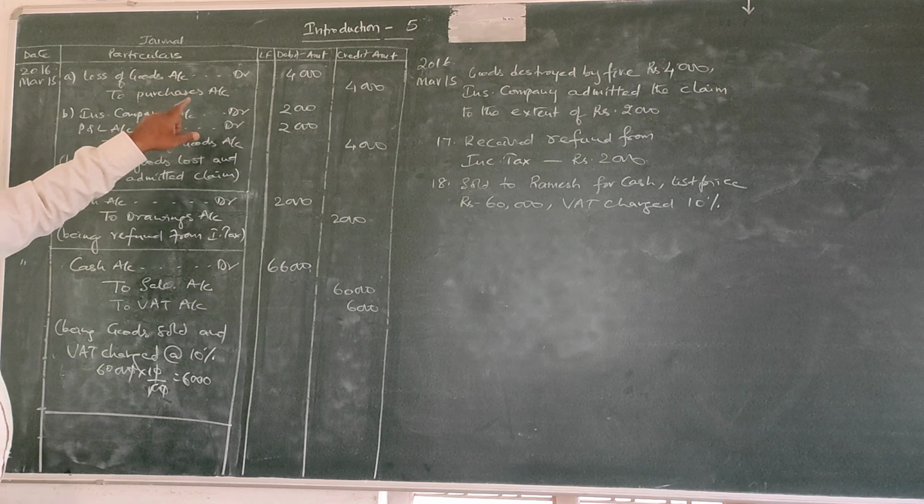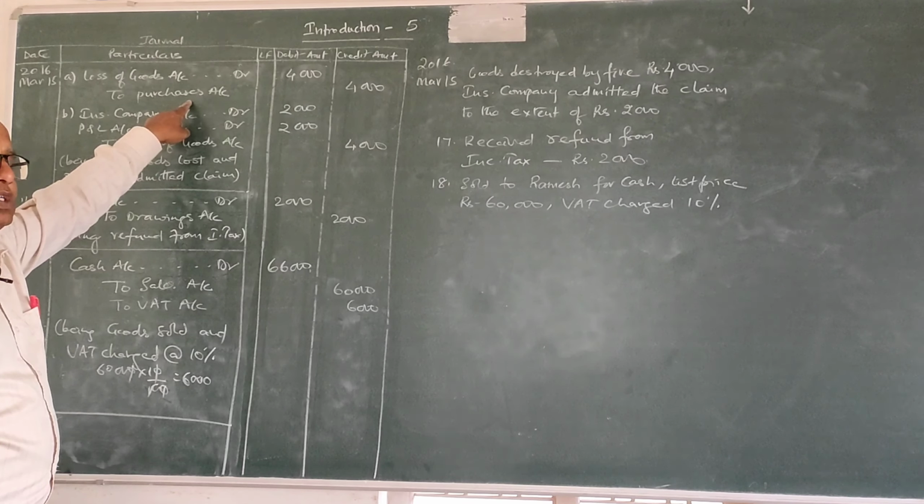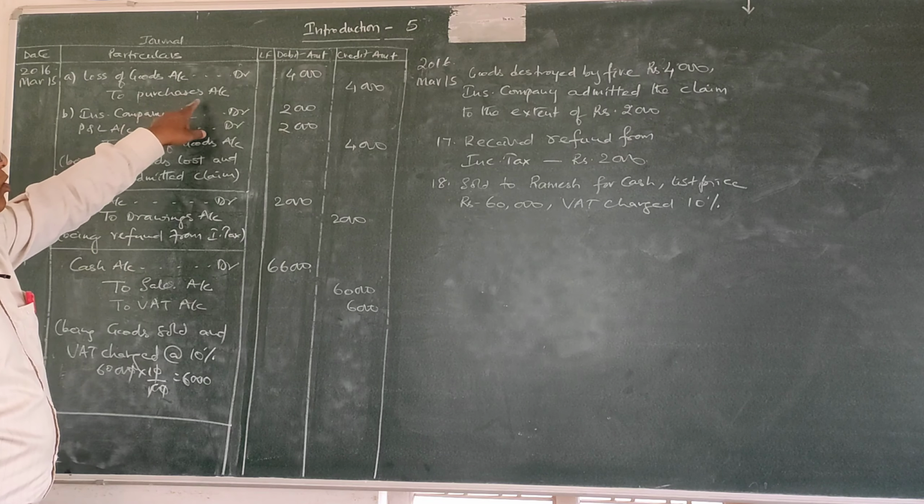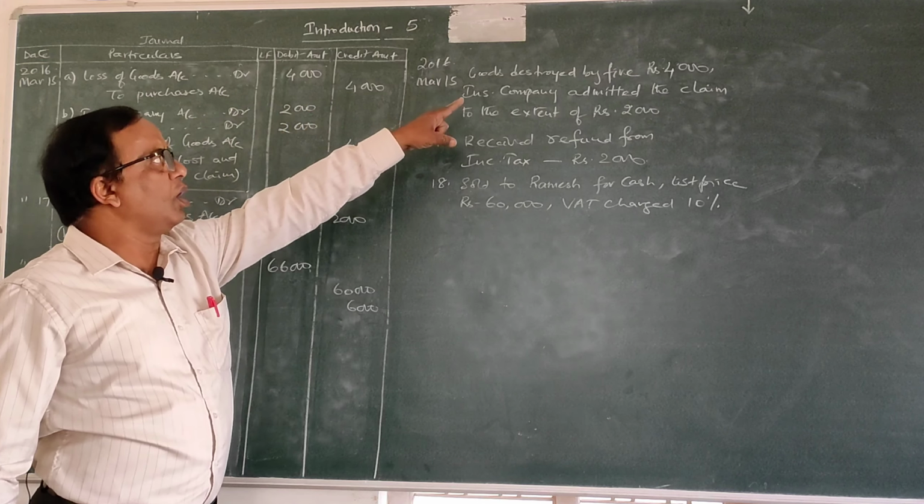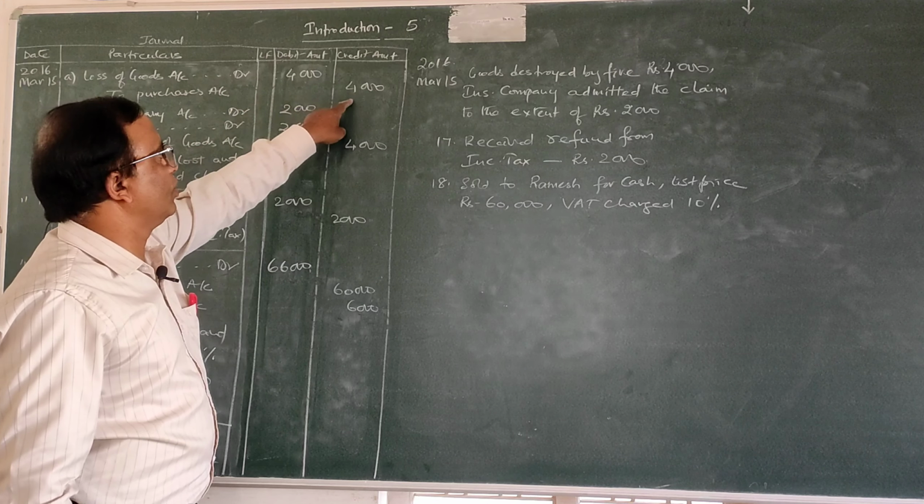Okay, goods will be purchased as you are aware. So whenever goods are going out or something happens to the goods from the business, purchase account has to be created. So purchase account will be created with the total amount of the loss there according to your goods. So loss of goods account debit to purchase 4,000.